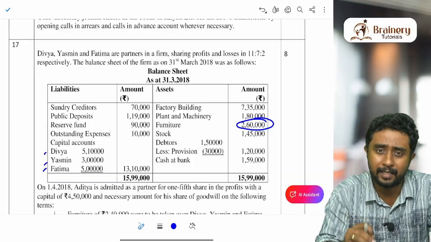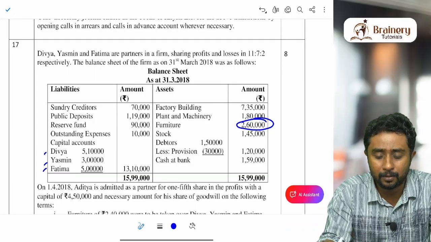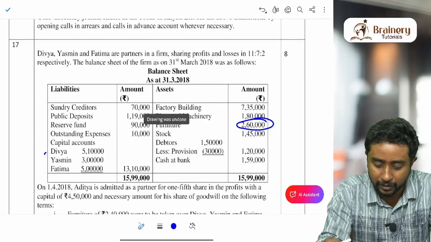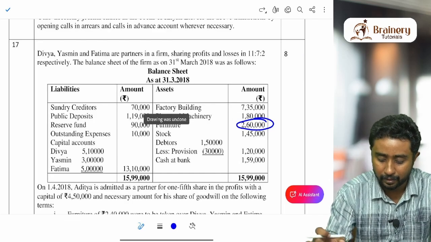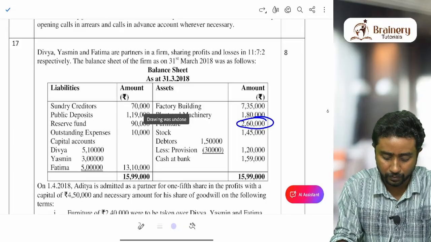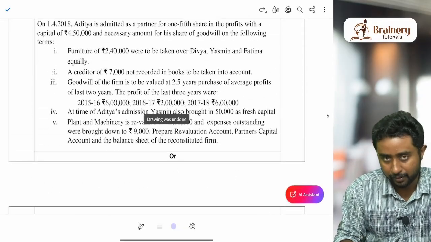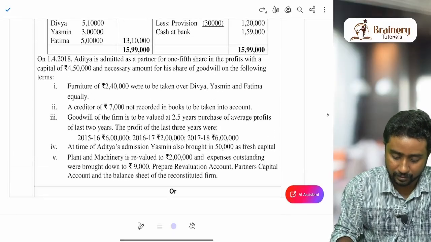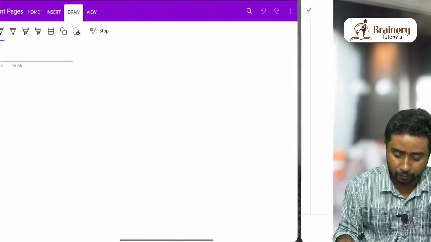Similarly, if the debit side is less and the credit side is more, it is called gain on revaluation. That also will be distributed among the same three people, in which ratio? In their existing profit sharing ratio, that is 11:7:2. Okay, so that is all about the revaluation account. Anyway, we are going to prepare the revaluation account first, so let us prepare that, after which we will discuss the other adjustments.